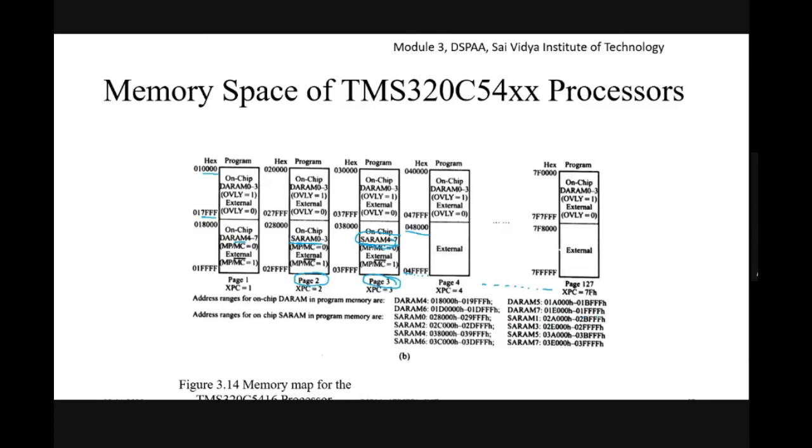1E40 to 1FFFH, and also the address ranges for on-chip SARAM in the program memory, that is single access RAM in the program memory, are given: 2800H to 29FFFH. Then after 29, it is 2A000 to 2BFFFH, and again C is there in this case, 2C000H to 2DFFFH. SARAM 3 we have 2E000H to 2FFFFH.